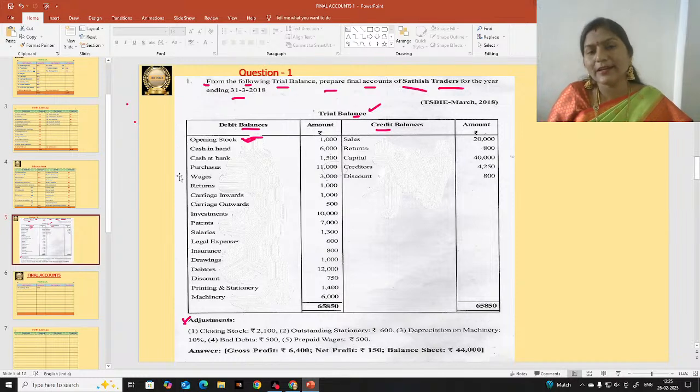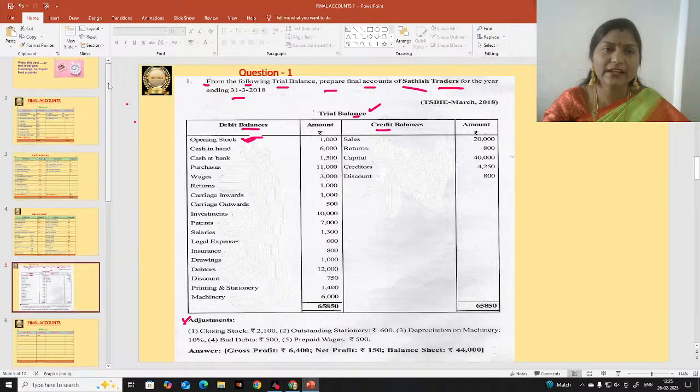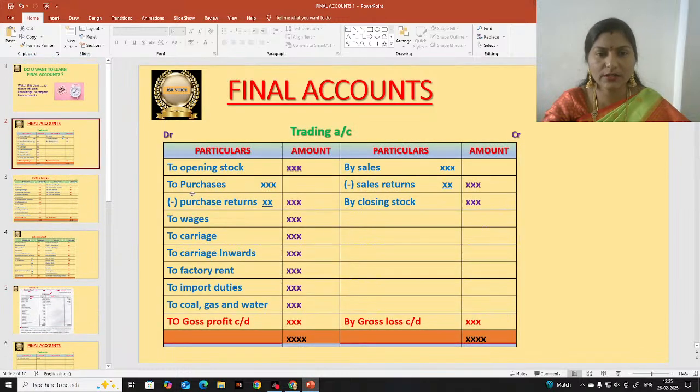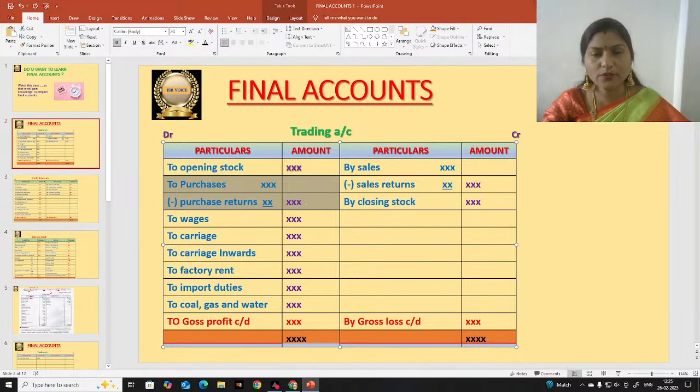What do we record next? Purchases. I told you while explaining formats, the second item always is purchases, and purchase returns we have to deduct. Purchases we should write and purchase returns we should deduct from purchases. This is according to the format. Let us go to our question and check whether we have purchases and purchase returns or not.